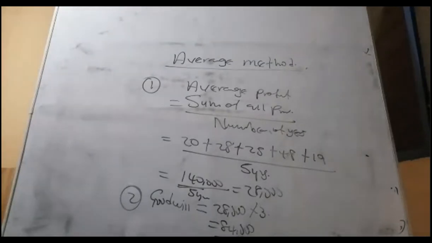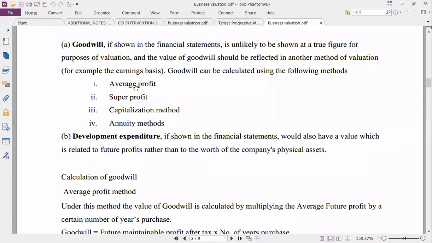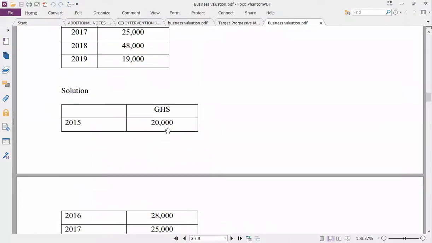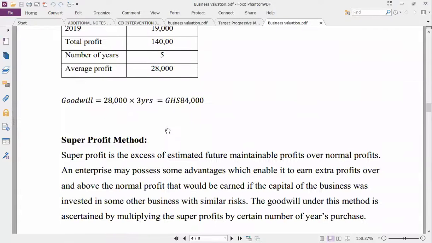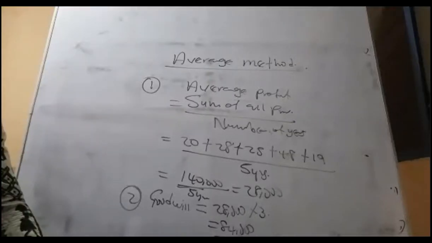Great. So we are done with the first method of calculating the goodwill. Now let's go to the second method. Don't forget the methods are average profit method, super profit, capitalization, and annuity. We will look at the first, then we go to the super profit method.